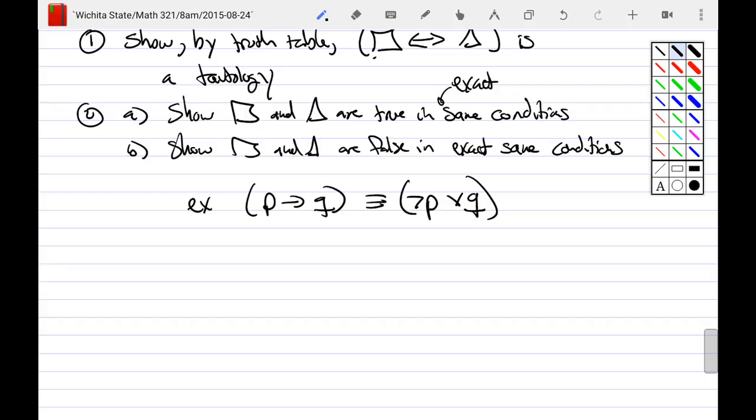But that would tell me P must be what? True, and Q must be false. That's the only time this disjunction could ever be false. Is that the exact same conditions as the left? Yes. You're fine. On the other hand, you could have made it more complicated.